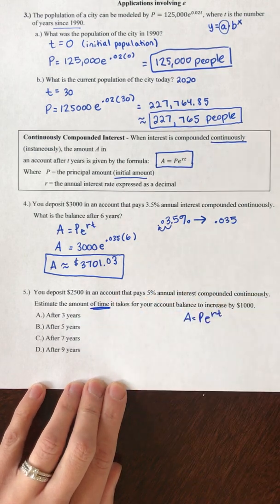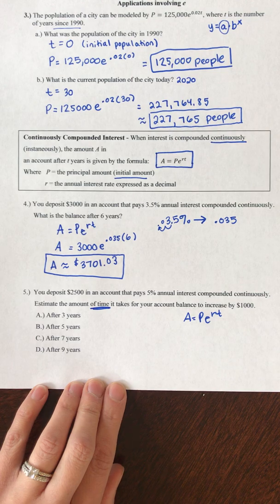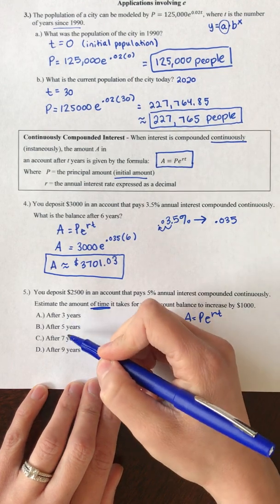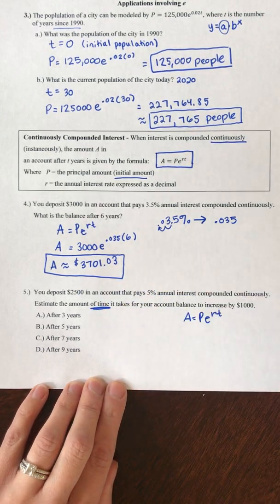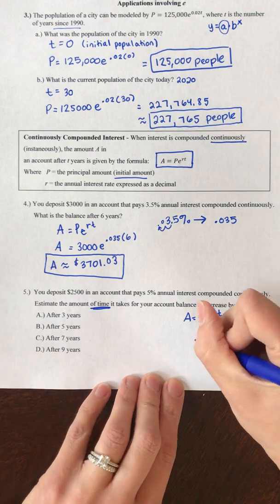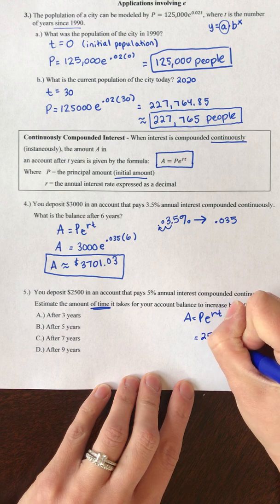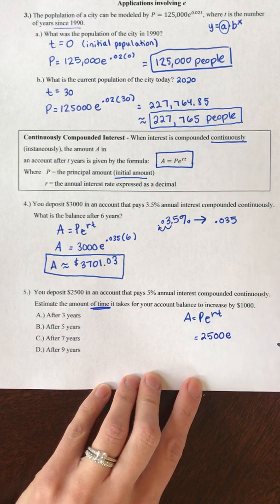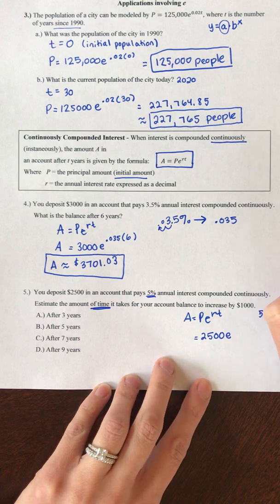You can see I set this up as a multiple choice question. You can see I've got 4 time periods. So I want to know after 3, 5, 7, or 9, which of those years is going to get me to where my account has been increased by $1,000. So if I fill in what I have, my principal, what I started with, was $2,500. E to the rate here, this was 5%. So 5% as a decimal, if I take my decimal and move it over 2 places, that's 0.05.